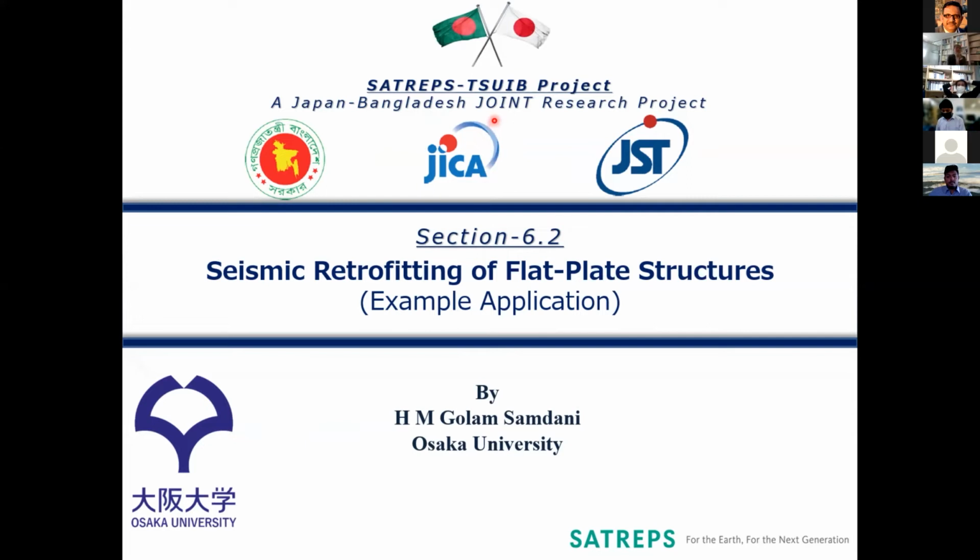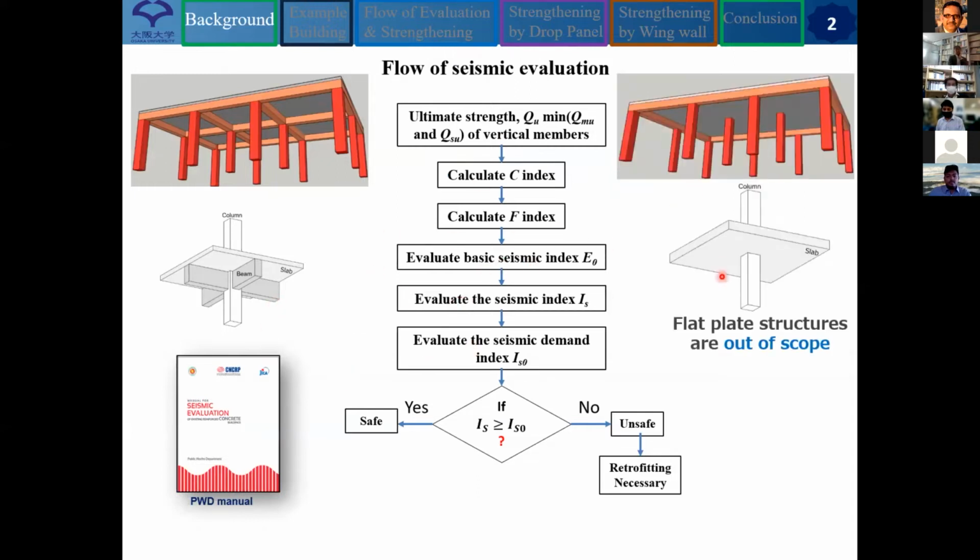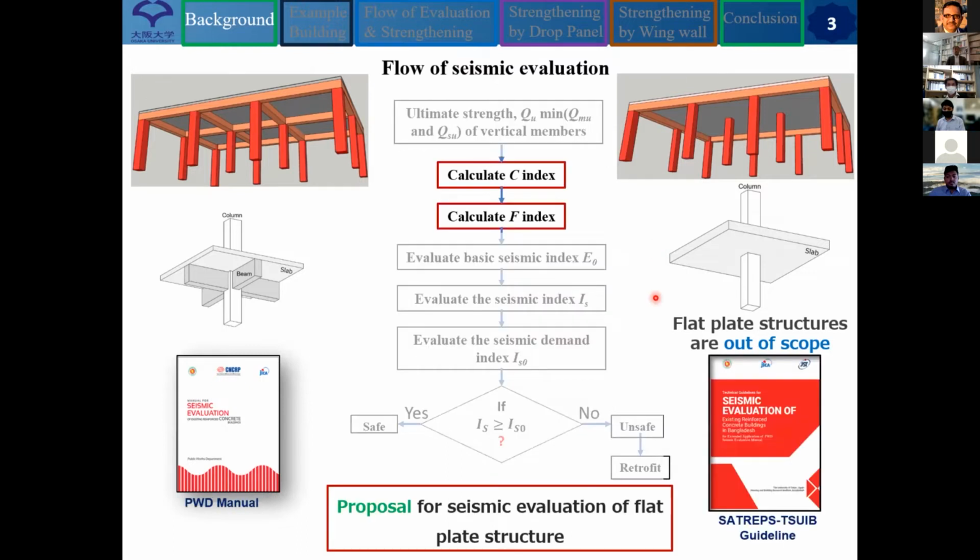Sorry for this inconvenience. Firstly, I am showing the flow of seismic evaluation according to the PWD manual, which mainly included normal moment resisting frame structures. However, I'm not describing that briefly. In the case of this manual, flat plate structures were out of scope. In Bangladesh, flat plate structures are common, like this, and interior columns are not connected with beams. As a result, it is necessary to include flat plate structures in our latest SATREPS-TSUIB seismic evaluation guideline.